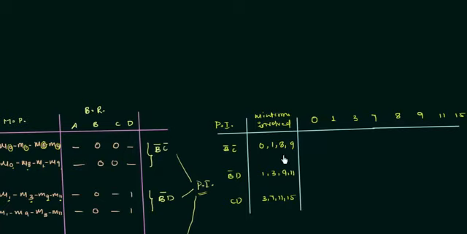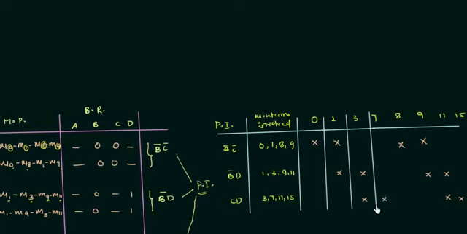In this prime implicant we have 0, 1, 8, 9, so we will put a cross under 0, 1, 8 and 9. In the same way, we will put a cross under 1, 3, 9 and 11, and for the last one 3, 7, 11 and 15. I will make the columns so that I can separate them more clearly.